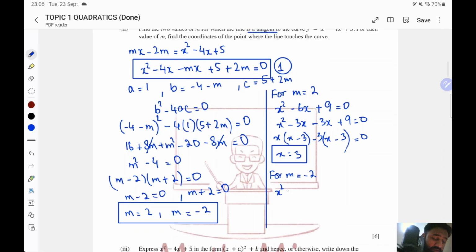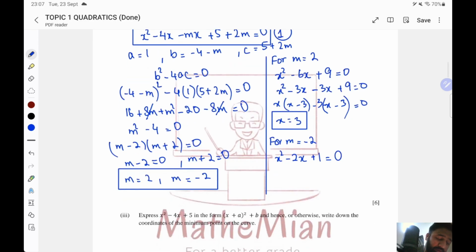So it will be x square minus 4 plus 2 is minus 2x, plus 5 minus 4 will be minus 1, plus 5 minus 4 plus 1. So if I factorize it, it will be minus x plus 1 equal to 0. If I do the factorization, x minus 1, x minus 1. So if I simplify, I will have the value of x as 1.